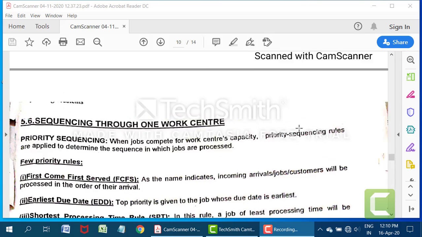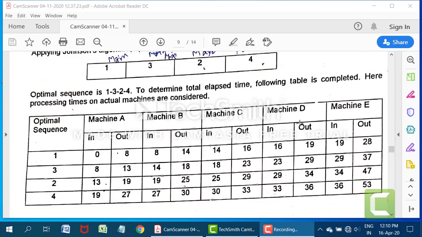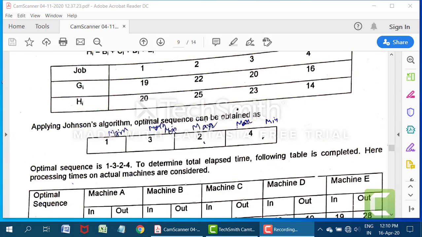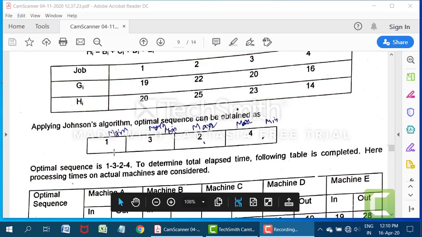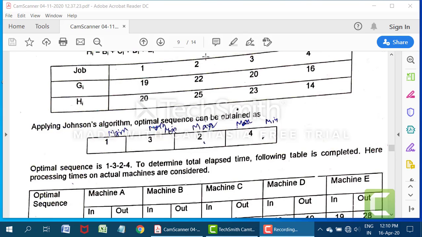That's all. It's about this one. So this fictitious machine data will be used only for determining the sequence, only for determining the best sequence. Once the sequence is determined, this data will not be applied anywhere. This data need not be used anywhere, remember.